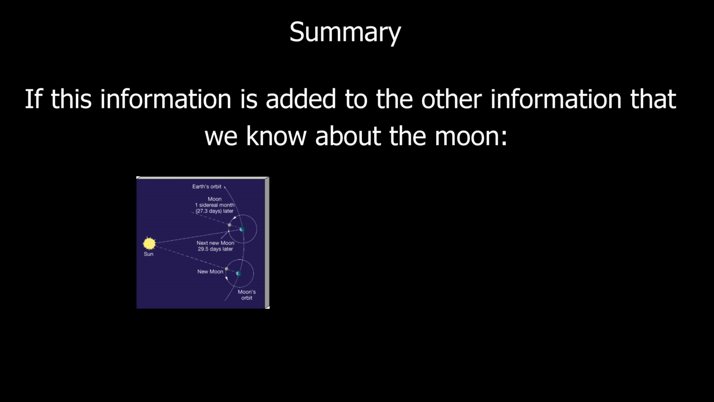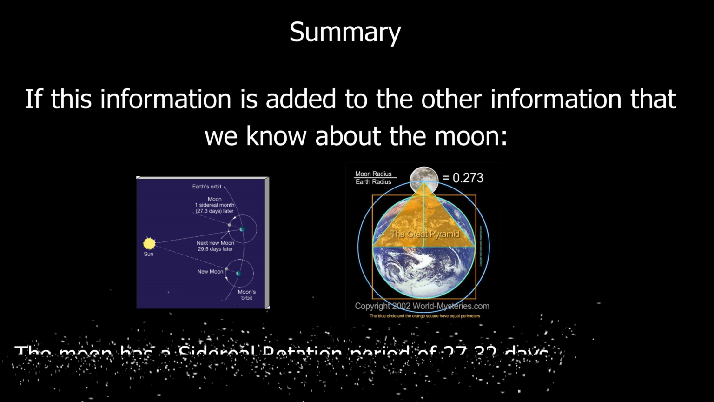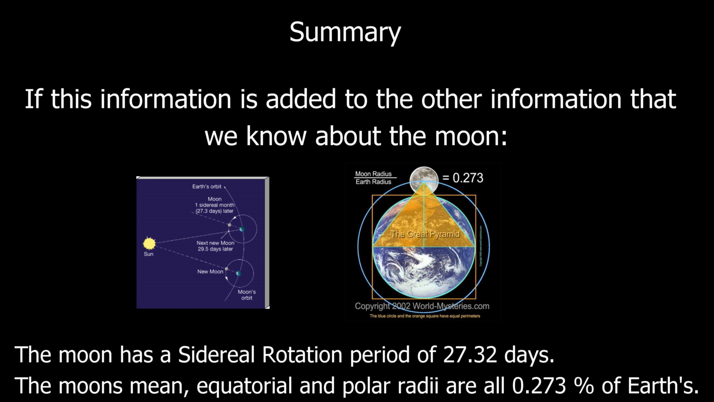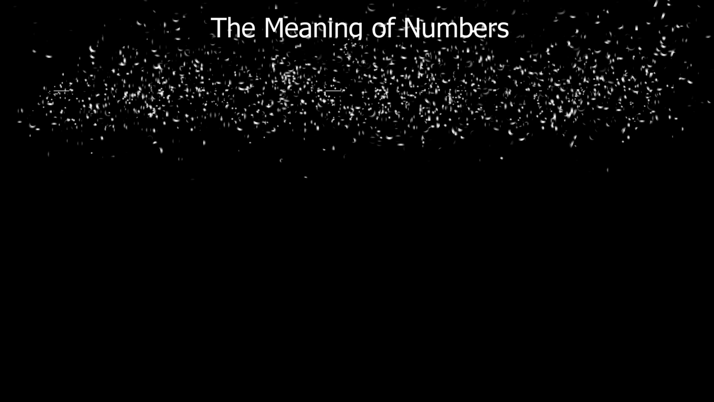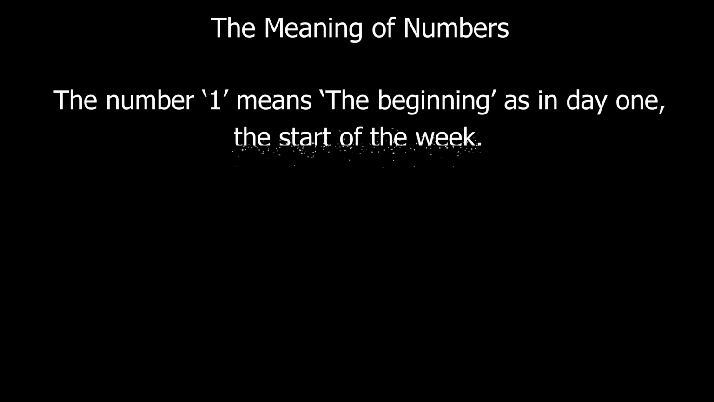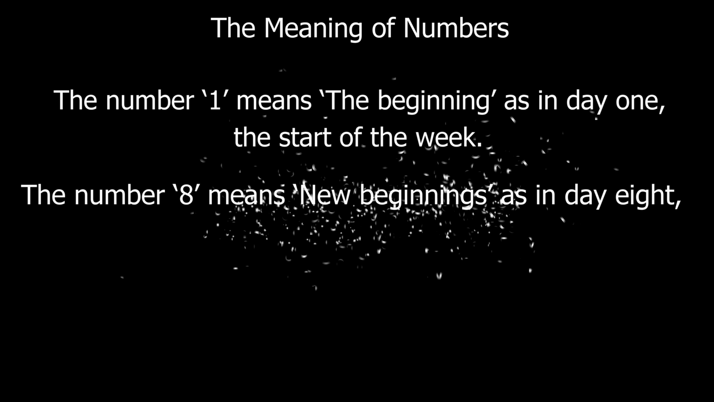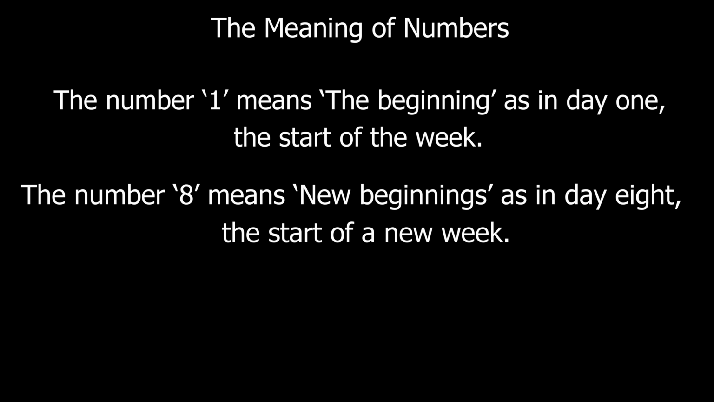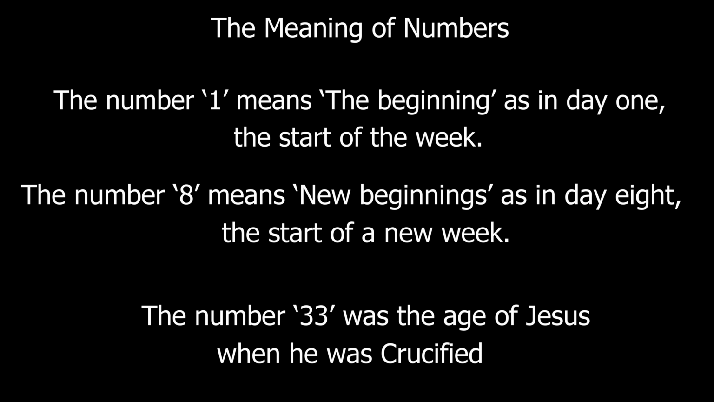If this information is added to the other information that we know about the Moon, it has a sidereal rotation period of 27.32 days. The Moon's mean equatorial and polar radii are all 0.273% of Earth's. Numbers have meanings. The number 1 means the beginning, as in day 1, the start of the week. The number 8 means new beginnings, as in day 8, the start of a new week. The number 33 was the age that Jesus was crucified.